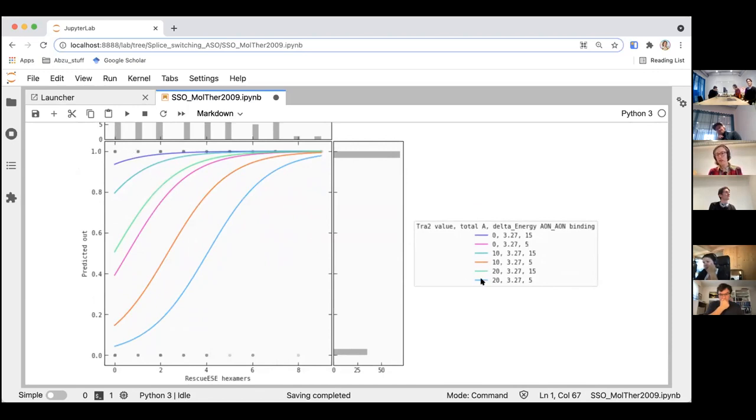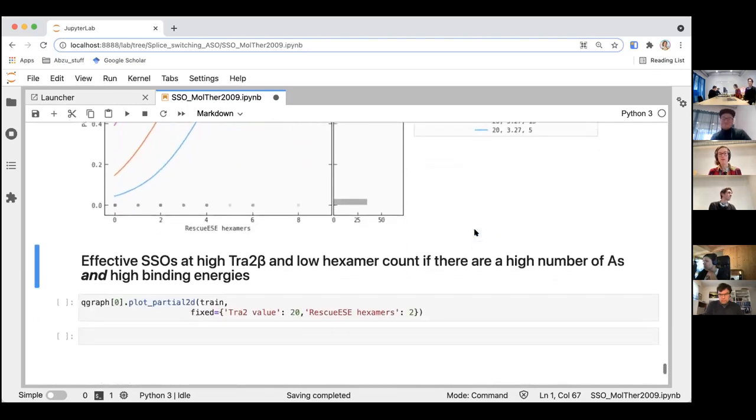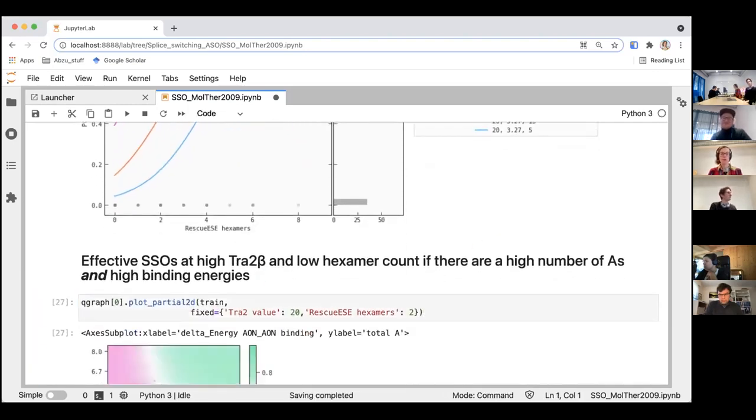And if you have higher values, which is this 20, it's this line here. So we still see the fact that for higher values of TRA2, we have less effective oligos. But still, there's also a dependency on the binding energy between the SSOs and also the total number of A's. We could actually inspect this even more.